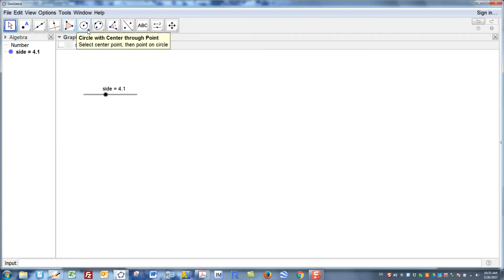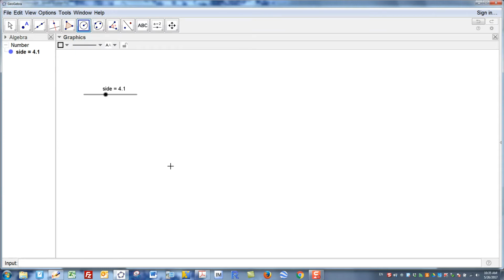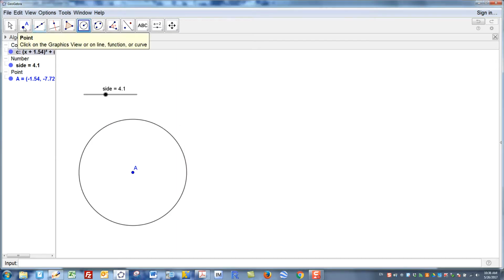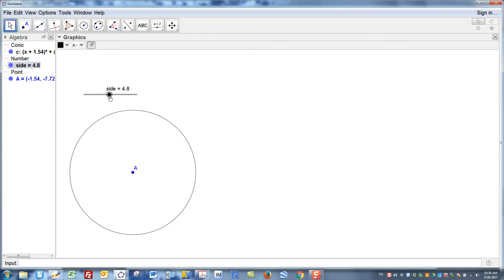And I'm going to use, instead of circle with center through point, I'm going to use circle with center and radius, because if I choose a center and then type in a radius, it'll fix that radius. But in this case, I'm going to let the radius be controlled by the slider. So I'll just type in SIDE, which is the variable that's given to the number 4.1 right now. And what you'll notice then is that this will control the radius of the circle now. The slider actually controls the circle.